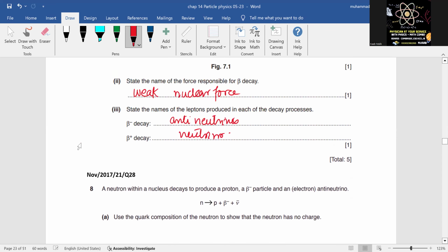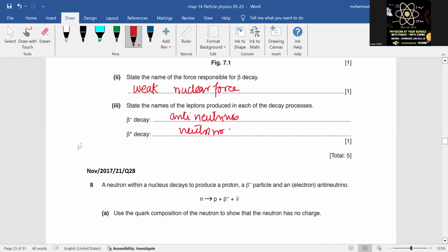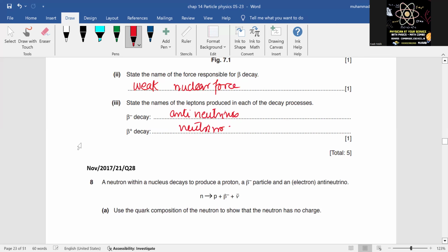Isn't it beta positive? No, beta positive is the antimatter, so the anti-electron, right? Yes, beta positive is the anti-electron, and with the anti-electron there should be a neutrino. And with the electron there should be an anti-neutrino. Okay, got it.